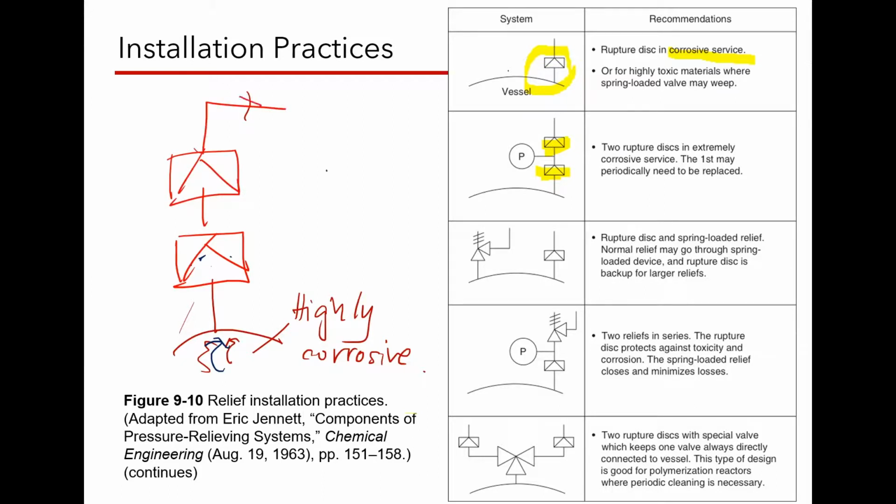If it's just normal corrosive materials or toxic chemicals, then we use one. But if it's highly corrosive, meaning it will easily cause pit holes in your rupture disc plate, then we have to use two, and the first one must be changed regularly. So this is part of the maintenance cost.